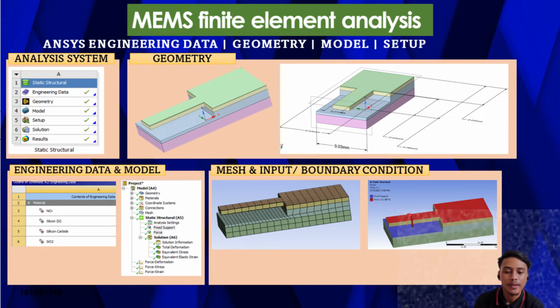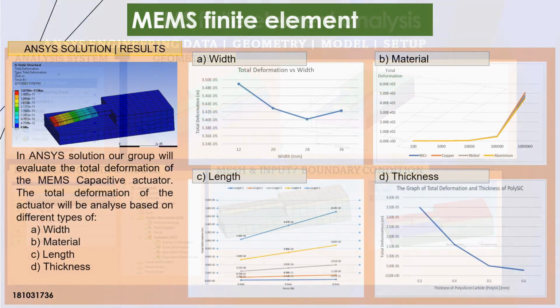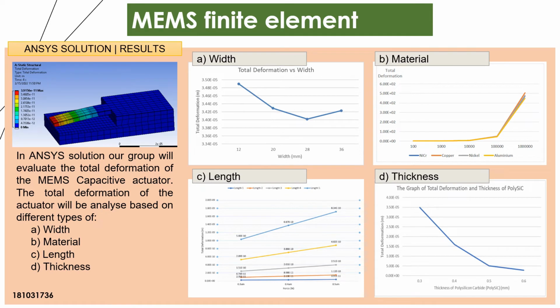support at the bottom. For the finite element, our group has used different parameters for the ANSYS simulation, such as width, material, length and thickness. This is the graph result of different parameters. For the width graph, it shows that when the width of the poly-SiC material is increased, the total deformation decreases. But at the width of 36, the total deformation increases.